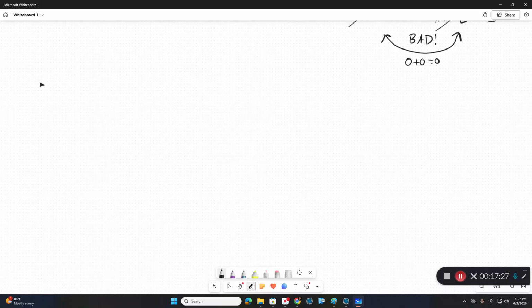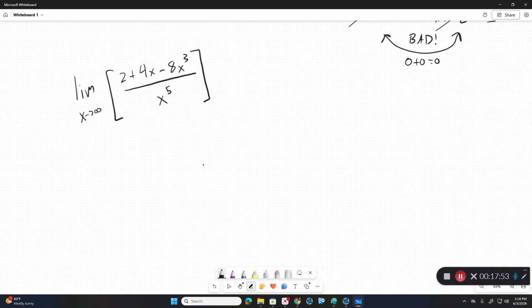So let's try to find a rational limit of this type that maybe does have a finite value. Let's see where it actually ends up working. Let's try something like this. What is the limit as x approaches infinity of 2 plus 4x minus 8x cubed divided by x to the 5? So, once again, divide by the highest power.